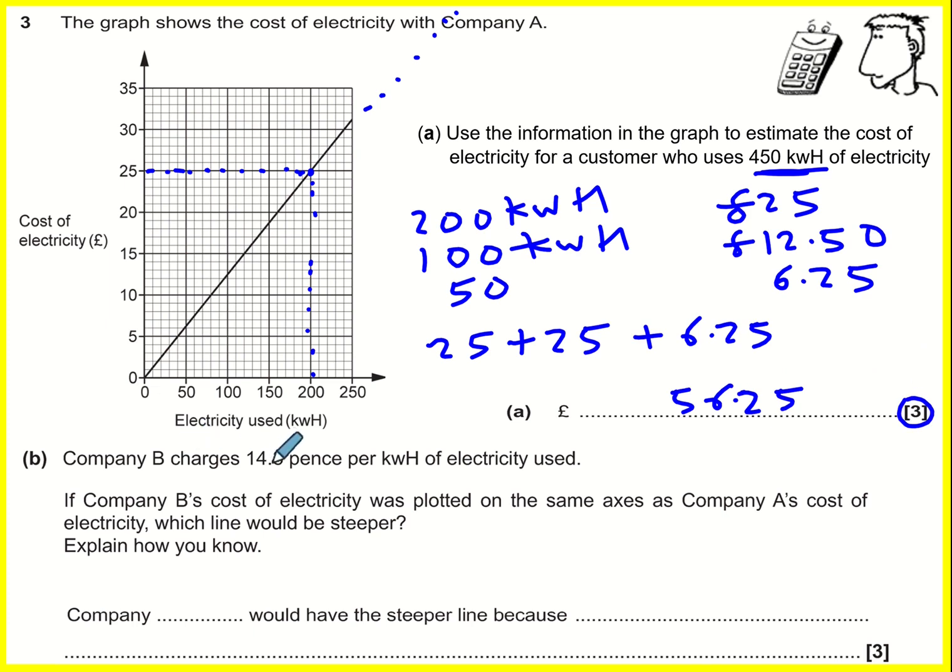Company B charges 14.3 pence per kilowatt hour of electricity used. If we plot it on the same graph, which line would be steeper? Explain how you know. So we've got 14 point. Let's compare. We've got that 100 kilowatt hours was £12.50, and that's going to mean that 1 kilowatt hour, I would divide that by 100, and it would actually be 12.5 pence.